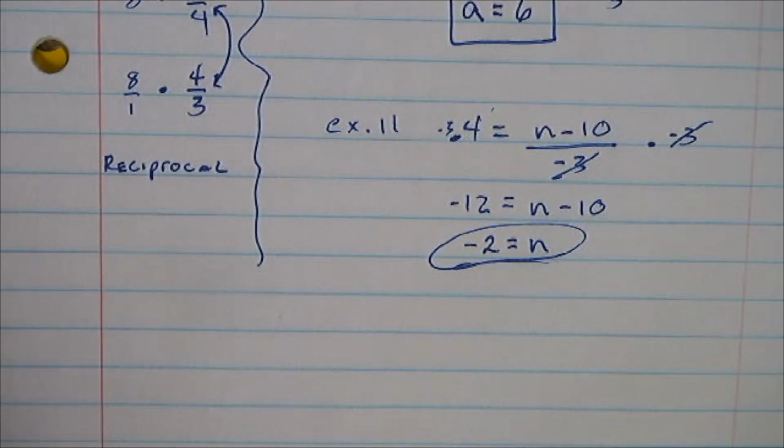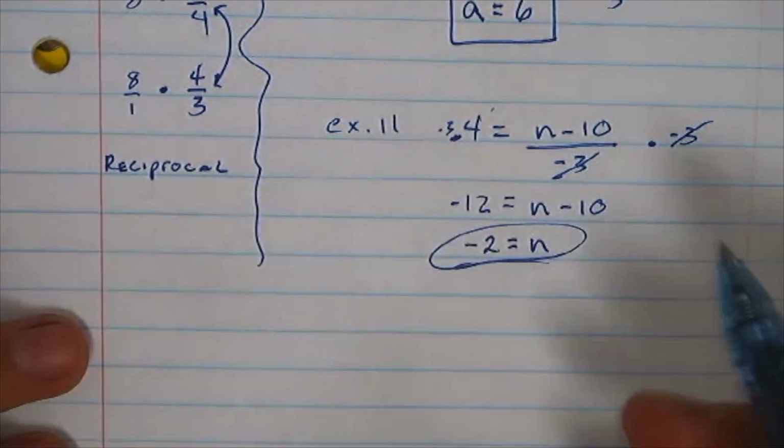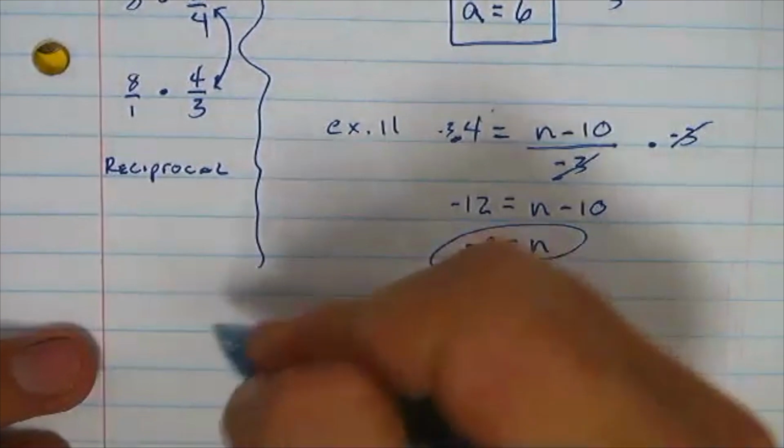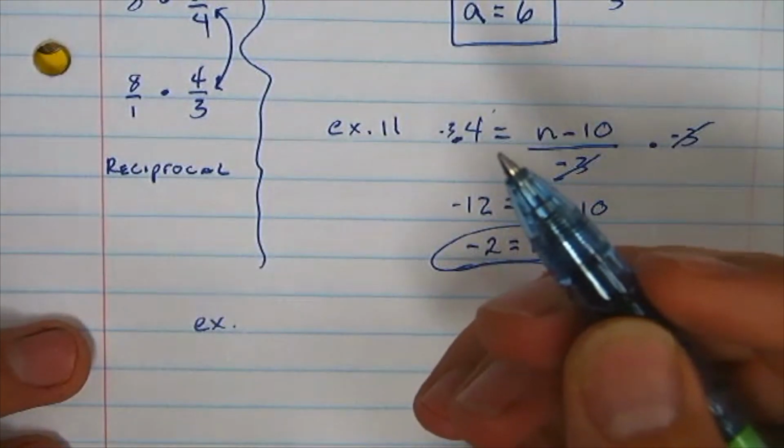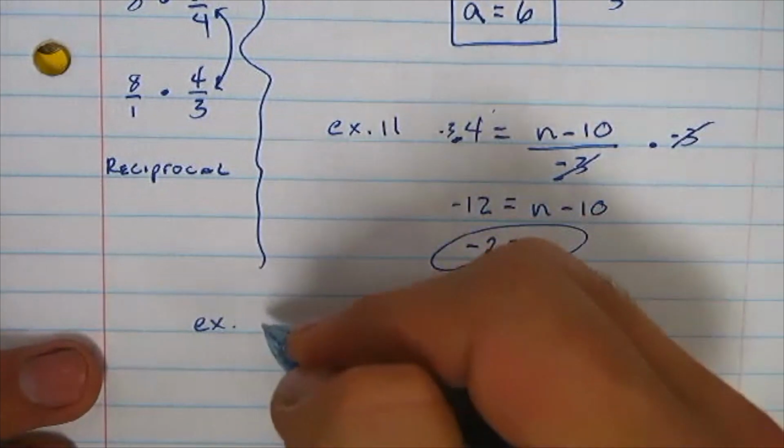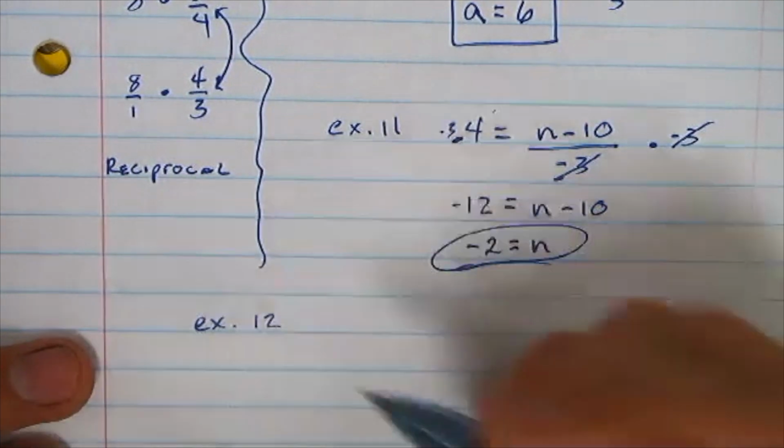All right, guys, last one for you, and then we'll let you onto the homework. We'll talk about that a little bit as well. And that is example number 12, and then I promise I'm done going over just examples of these types of equations.